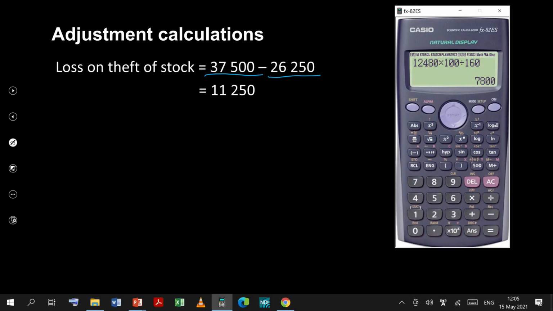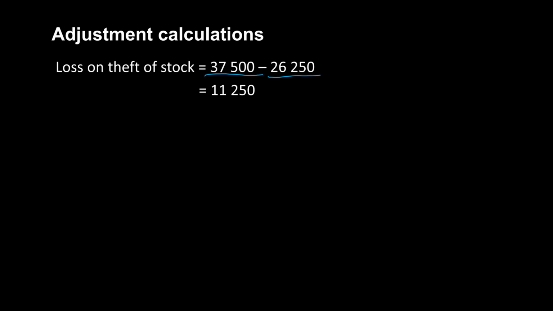Let's do that. And we see that we have 37,500 minus 26,250, the amount that's receivable from the insurance company. 11,250 is the amount of stock that we are losing, right? Okay, now, although this doesn't fit into the income statement, the amount that you have to receive from the insurance company is your insurance claim.